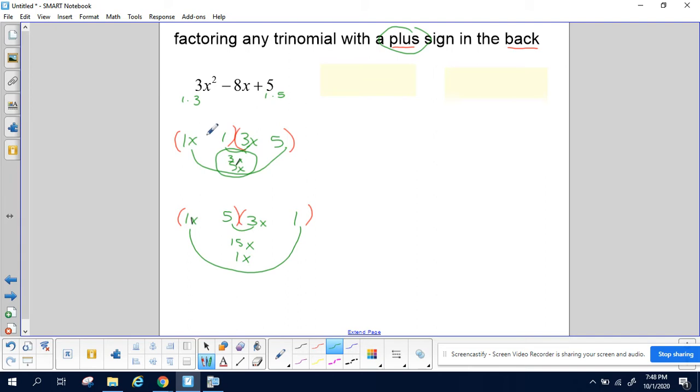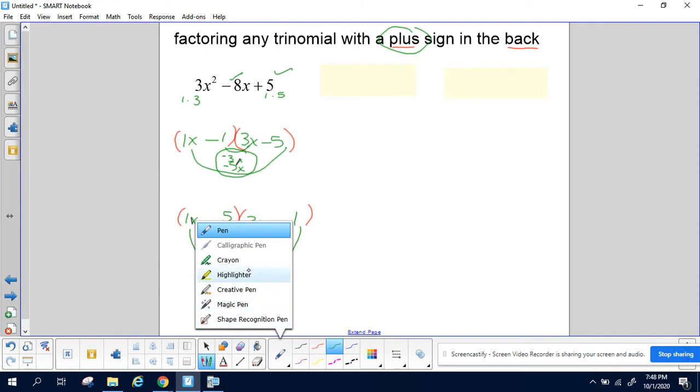Final step. If I have a plus sign here, both symbols must match each other. So they're both plus signs or they're both minus signs. So final step. A negative 1 times a negative 5 does make a positive 5, but a negative 3x and a negative 5x combine together to make negative 8x. So my final answer is this one.